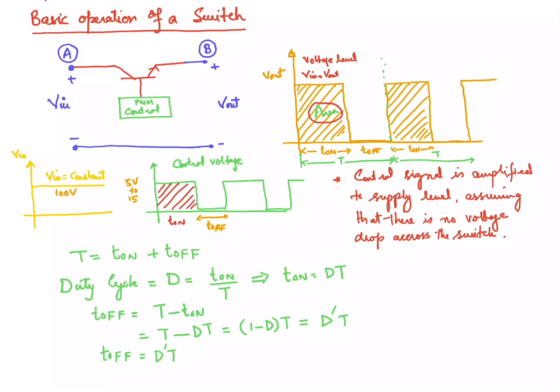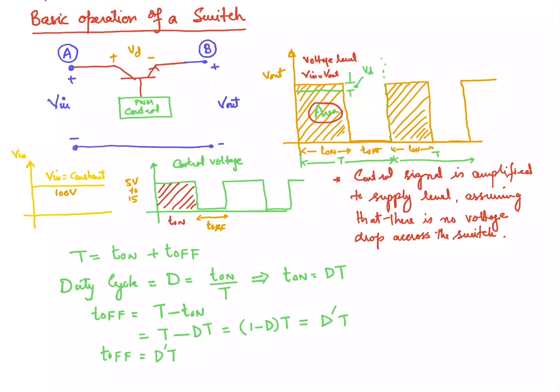So the control signal is amplified to the supply level, assuming that there is no voltage drop across the switch. But in practical switches there is a voltage drop, and let's suppose that this voltage drop is equal to plus minus VD. So when you consider the practical circuit, the voltage appearing at the output will be slightly less than your supply voltage level, and that difference will be according to VD, the voltage drop across the switch.